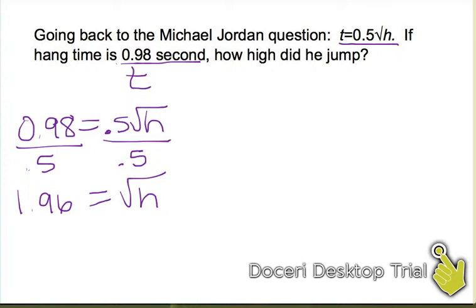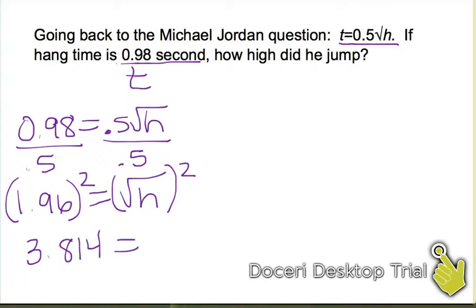Now the index here is 2 because I'm taking a square root. So step 2 is to, using that index, apply that to both sides. So on the left I get 3.814 equals h. Okay? And then that would be in feet. And I also want to, after solving it, go back in and check it to make sure it's not extraneous.